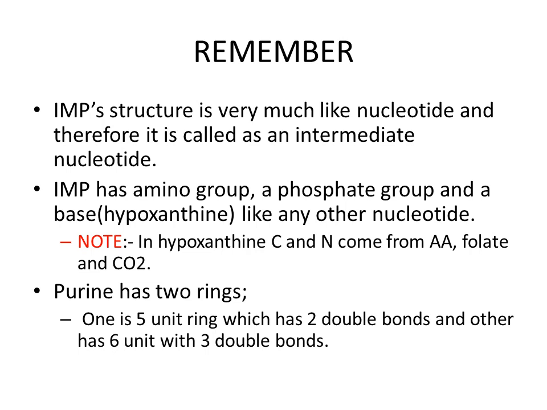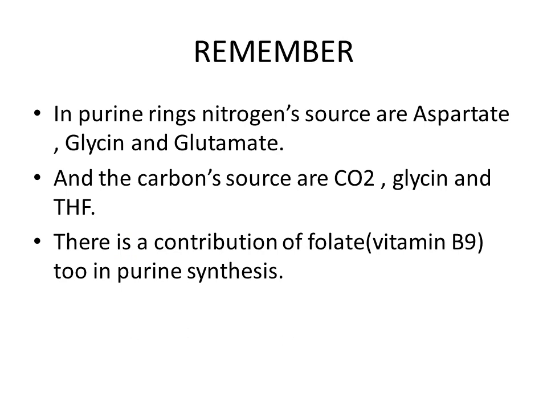Purine has two rings. One is a 5-unit ring which has two double bonds, and the other is a 6-unit ring which has three double bonds. Remember, in purine rings, nitrogen sources are aspartate, glycine, and glutamine, and the carbon sources are carbon dioxide, glycine, and tetrahydrofolate. There is a contribution of folate too in purine synthesis.